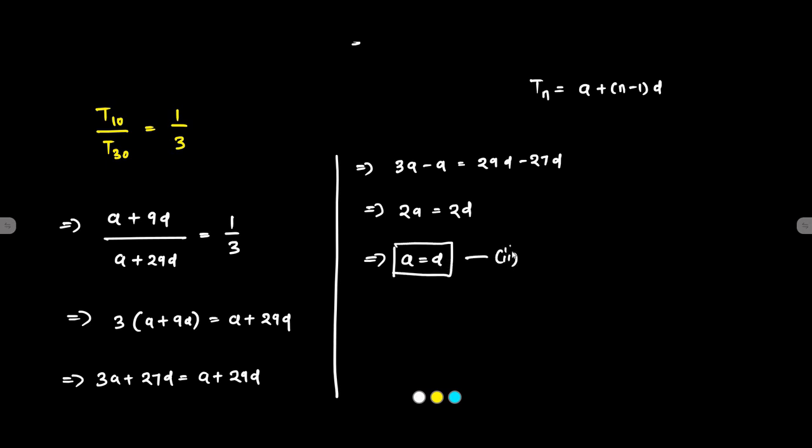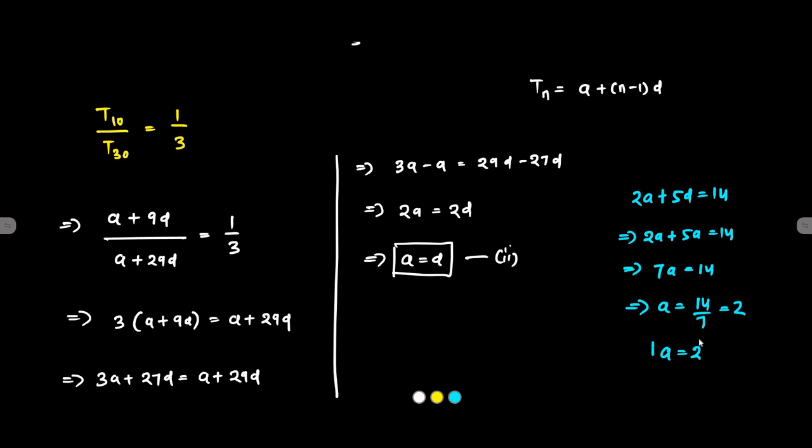So we have the first equation, that is 2A plus 5D is equal to 14. So if we put this, okay, a is equal to d, that implies 2a plus 5a is equal to 14. That implies 7a is equal to 14. That implies a is equal to 14 by 7 is equal to 2. So a is equal to 2. That implies common difference is also equal to 2 because a is equal to d.